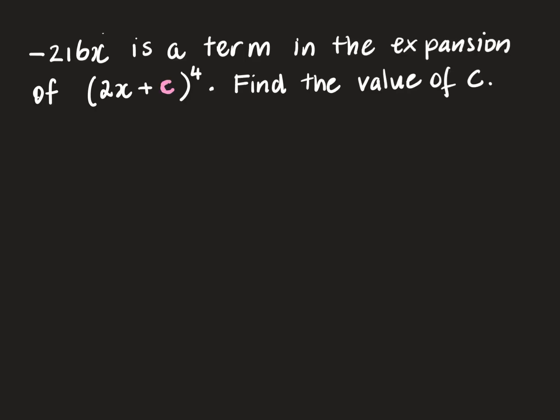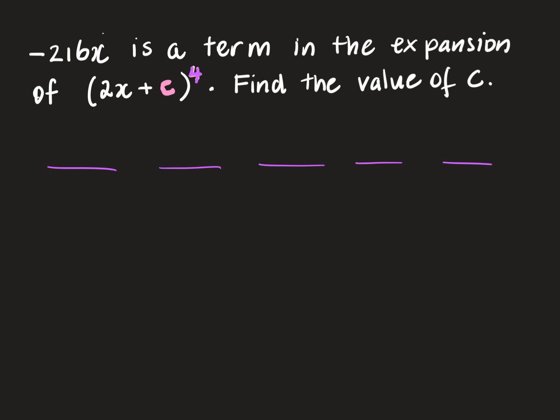216x is a term in the expansion of (2x plus c) to the power of 4. Find the value of c. So what we are looking for is this here. Okay, here's how I do it. Well, we are at the power of 4, so how many terms are we going to have? We're going to have 5 terms. Put them in.